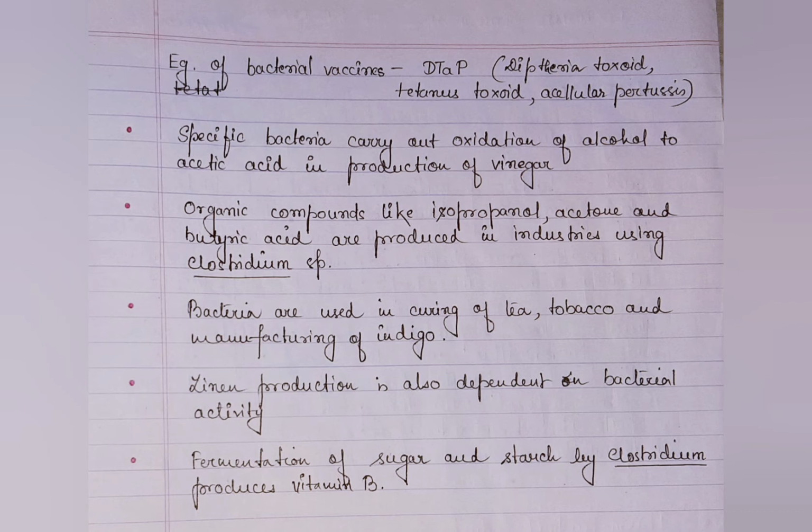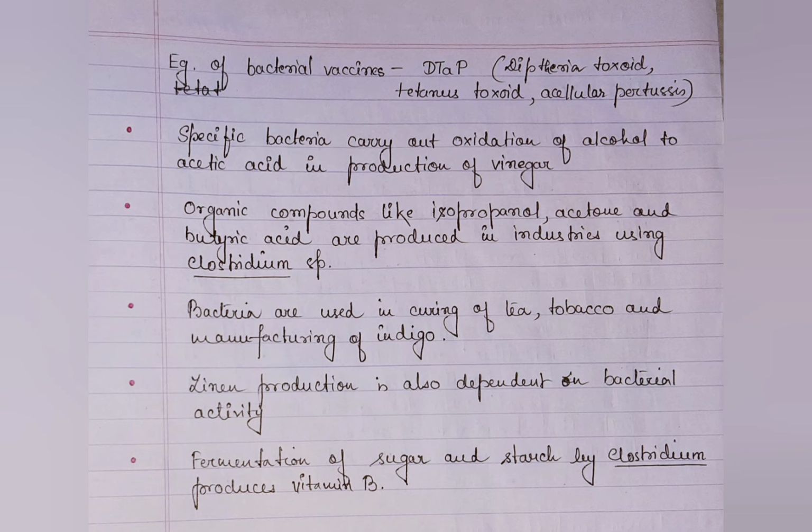Some other industrial uses are: specific bacteria carry out oxidation of alcohol to acetic acid in production of vinegar. Organic compounds like isopropanol, acetone, and butyric acid are produced in industries using Clostridium species. Bacteria are used in curing of tea, tobacco, and manufacturing of indigo. Linen production is also dependent on bacterial activity. Fermentation of sugar and starch by Clostridium produces vitamin B. So this is how we come to an end of various industrial uses of bacteria.